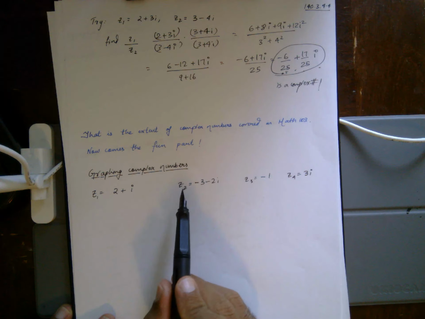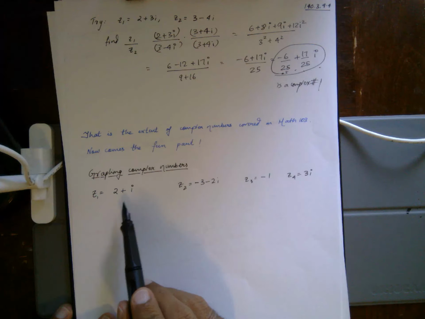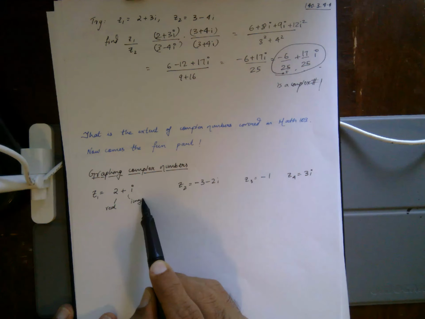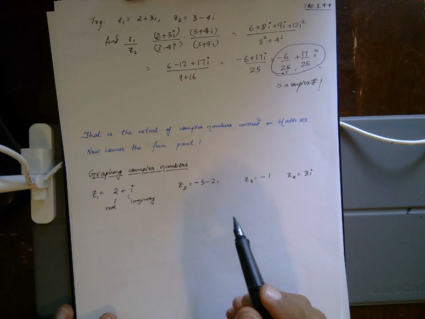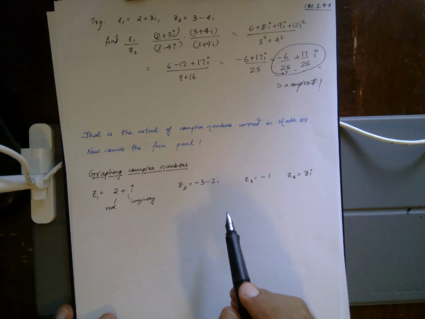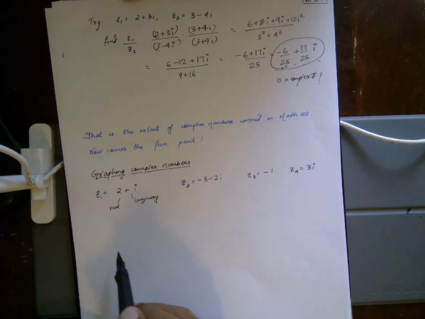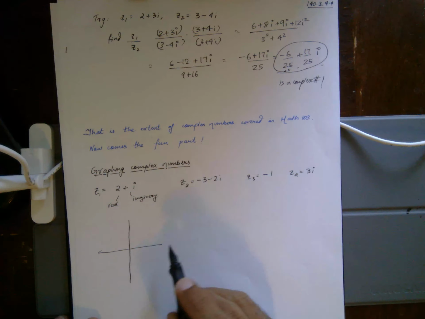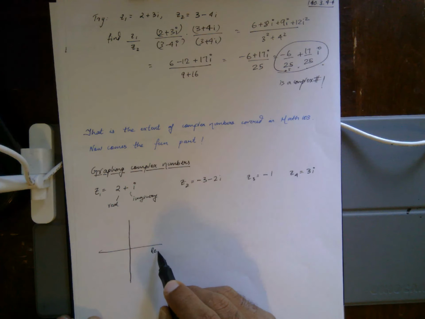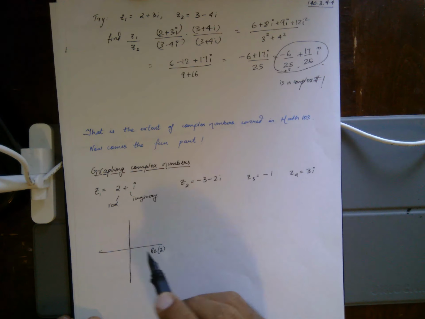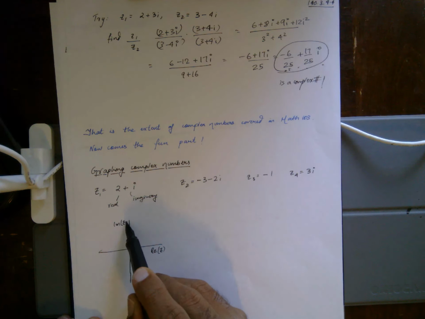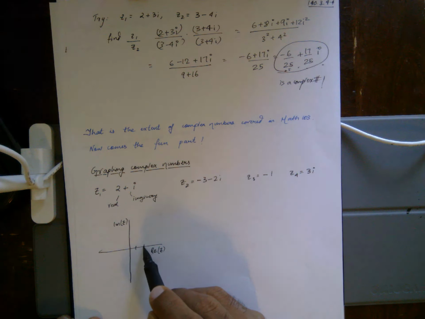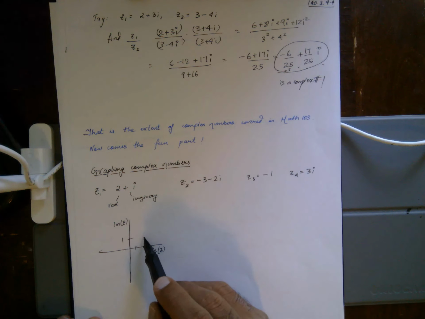For complex numbers, because I have two numbers associated with it, I have the real part and I have the imaginary part. So I'm going to use two number lines. And the easiest or the most obvious way to do that is x and y coordinates. So I'm going to call this the real part of z and the imaginary part of z. Now the real part of this complex number is 2 and the imaginary part is 1.